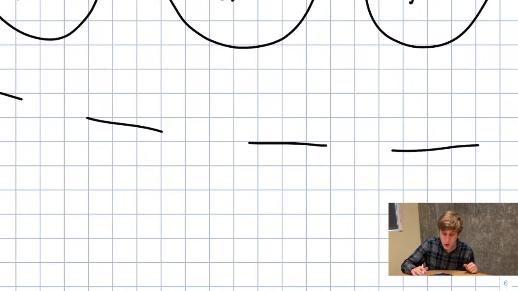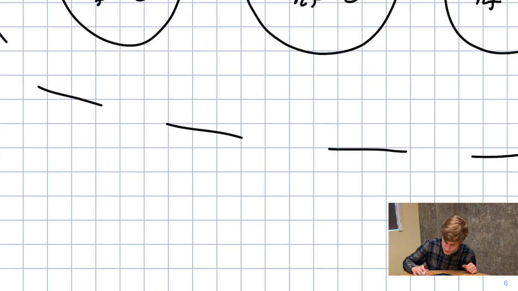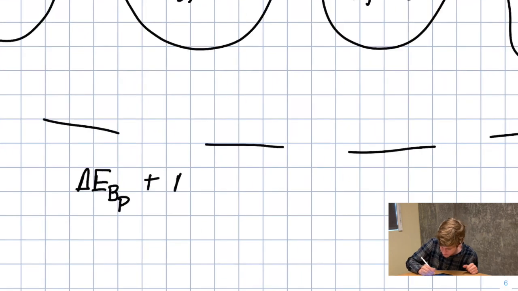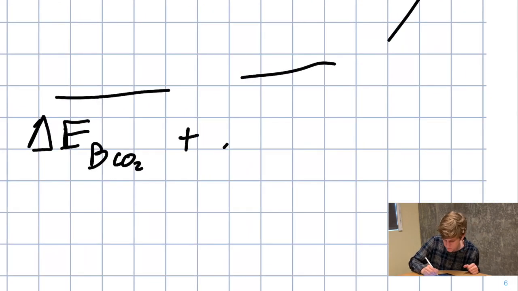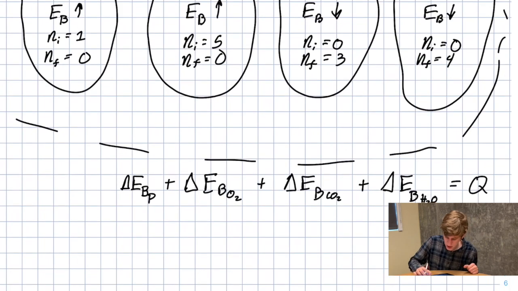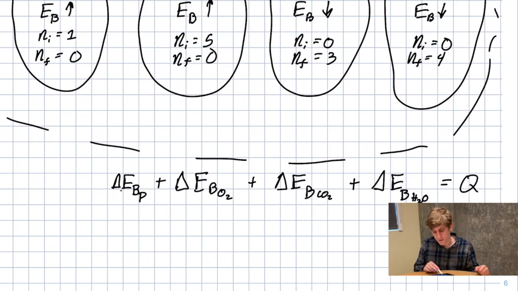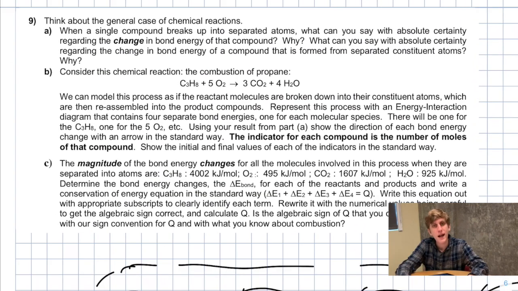Writing down a statement of energy conservation, then, we get the change in bond energy for the propane plus the change in bond energy for the oxygen plus the change in bond energy for the carbon dioxide plus the change in bond energy for the water all equals the amount of heat that is leaving the system. Now we're actually able to calculate how much energy is released.